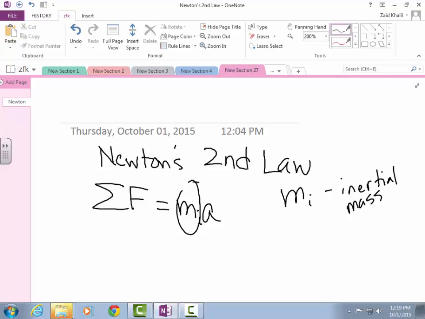So, this is a cart. This is a fan. It's called a fan cart.